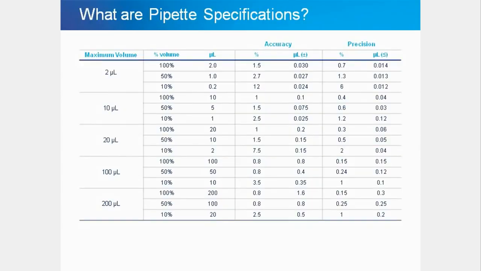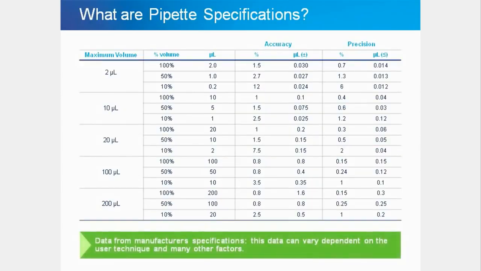Here is an example of some pipette manufacturing specifications. These accuracy and precision numbers are what the manufacturer guarantees their pipettes can perform to. However, regardless of manufacturer, getting the pipette to actually perform to these specifications requires excellent technique, especially at the low volume ranges.